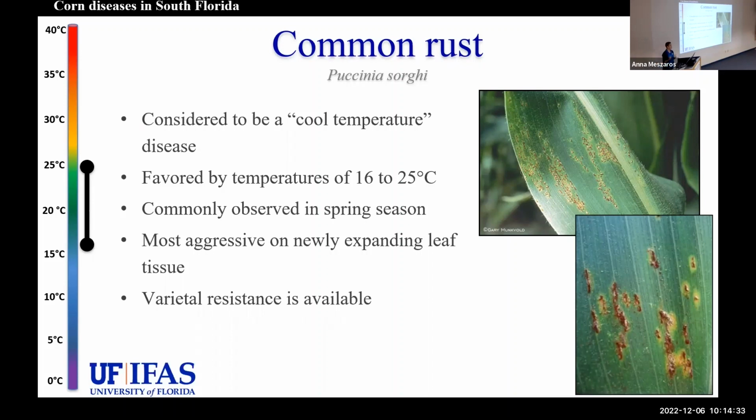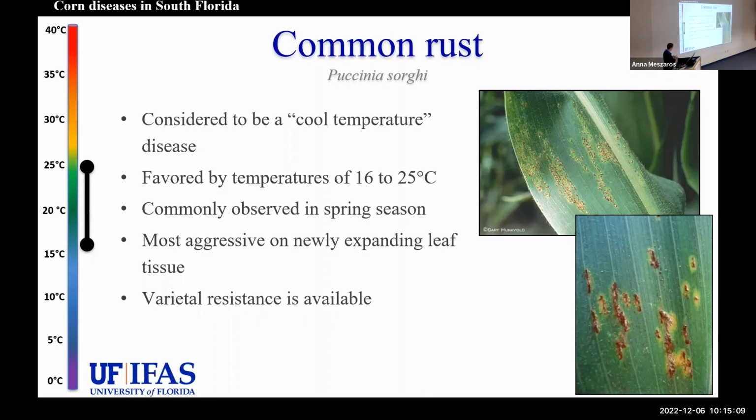So how can we differentiate between those two rusts? If you look at this picture here, you see that's more like a cinnamon color, right? It's more like a dark brown color. And I'll be showing the next slide, the other rust, so you can see the difference between those two. And also another difference is that this one is most aggressive on those new leaves, and the southern rust is common in both new leaves and old leaves. So you can separate them based on that.